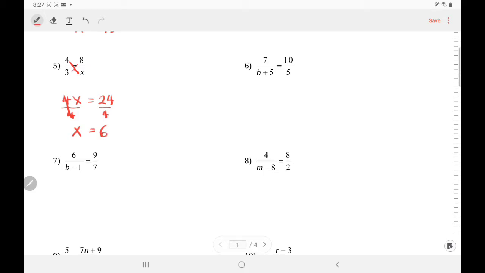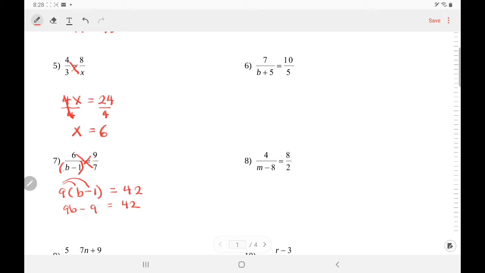Now number 7 is a little bit more involved. I'm going to choose this way again because it involves a variable. If you have more than one term, you distribute. So 9 times b is 9b, or I will write it out first. So 9 times b minus 1 equals 6 times 7 is 42. Distributing, you would have 9b minus 9 equals 42.